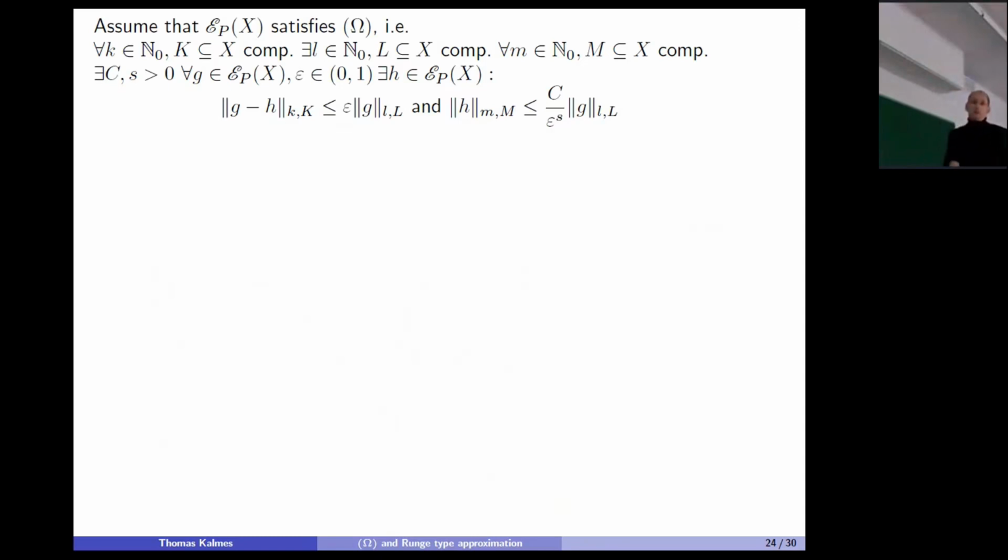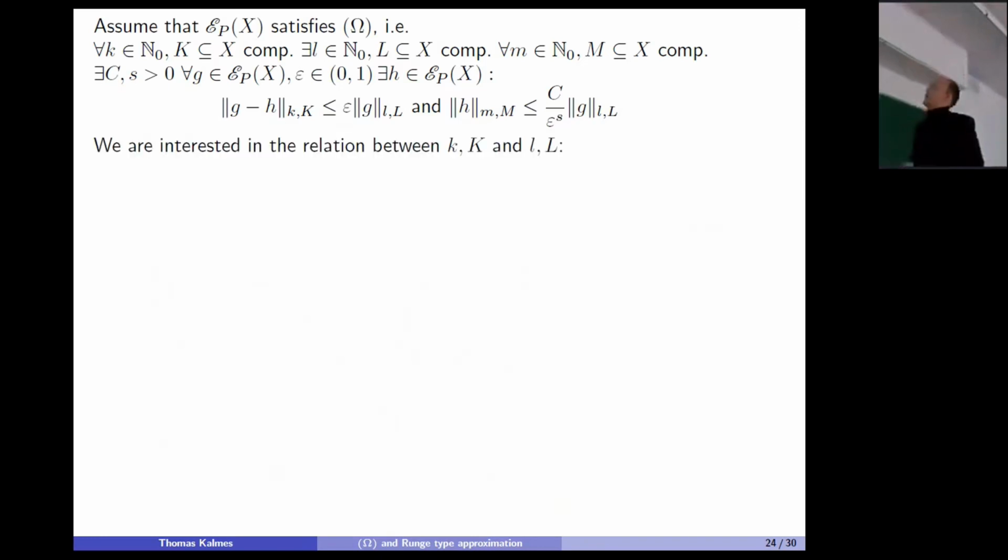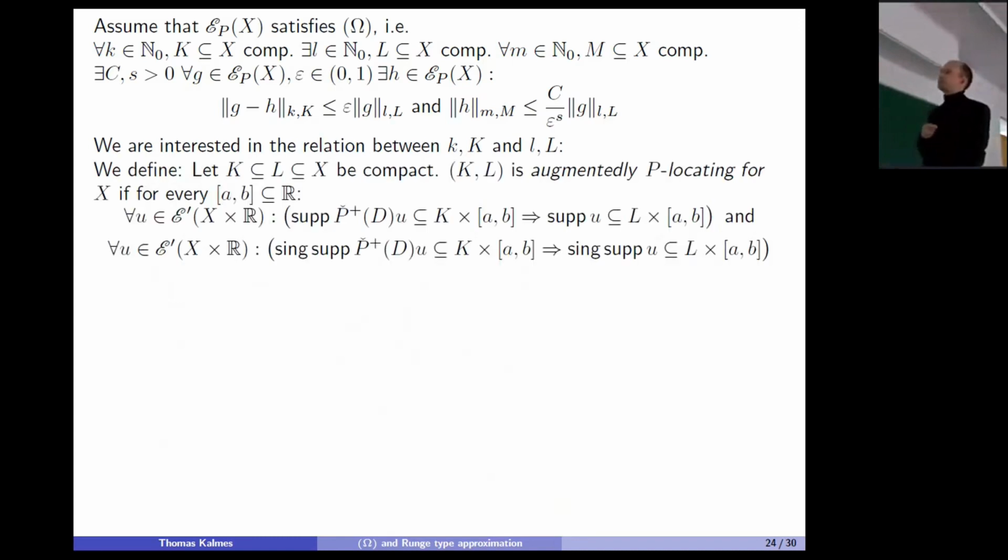Okay, now we have property omega. We wanted to have omega with control. So given a compact set K, what can be said about the location of the compact set L, which appears in this property omega? And for this, we introduce the last notion of this talk.